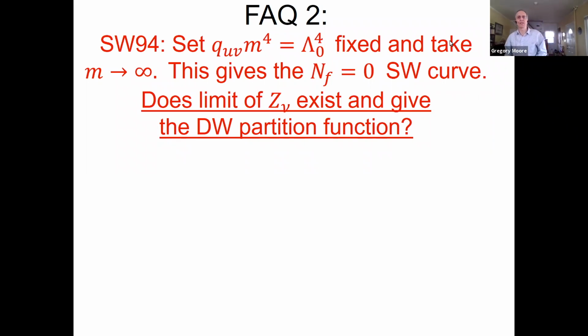Technically, you take Q_UV times m to the fourth, you set that equal to lambda naught to the fourth, where lambda naught is some fixed scale, take m to infinity and q to zero. And so the question is, does the limit of our partition function exist and give the Donaldson-Witten partition function? The Donaldson-Witten partition function is the generator of Donaldson invariants that comes from the pure theory. And the answer is yes, sort of.